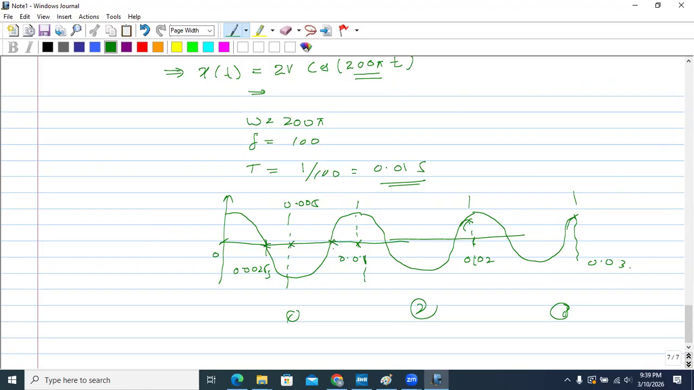So you can find this value, this value, this value. This is 3/4, that means 0.0075. In this way, you can find these important points and mark them. The amplitude is 2 volt. So you have got x(t). Very simple.